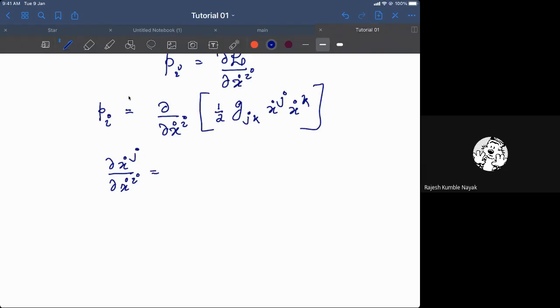So this quantity, what is this? Can someone tell? Delta ij. Kronecker delta, yes, delta ij, because it's velocity. You are differentiating it with itself, and it is Kronecker delta, equal to 1 if j equals i, and 0 if j is not equal to i. Okay, so this is what you have.